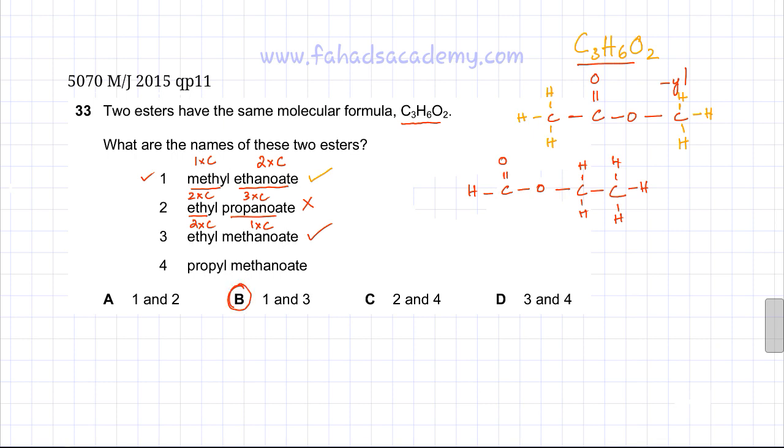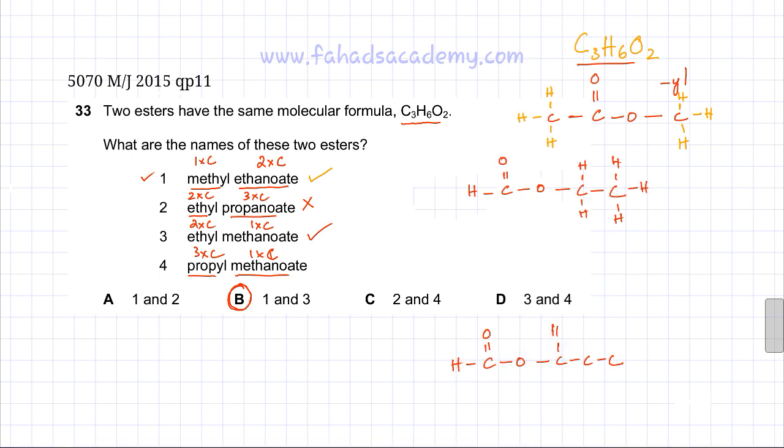We don't need to actually check 4, but for the sake of completing the question, let's check 4 as well. Option 4 is propyl methanoate. I'm going to start with the C double bond O ester functional group. Propyl means that there are 3 carbon atoms, so on this side, on the single bond O side, there are 1, 2, 3 carbon atoms. Methanoate means there's only 1 carbon atom, so there's only 1 carbon atom on this side. Let's complete all the other bonds.